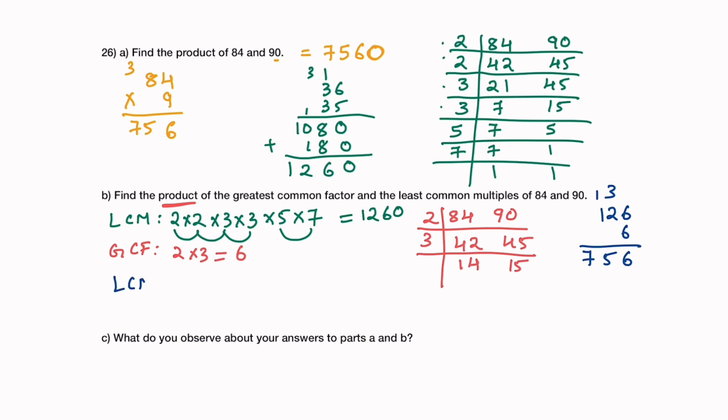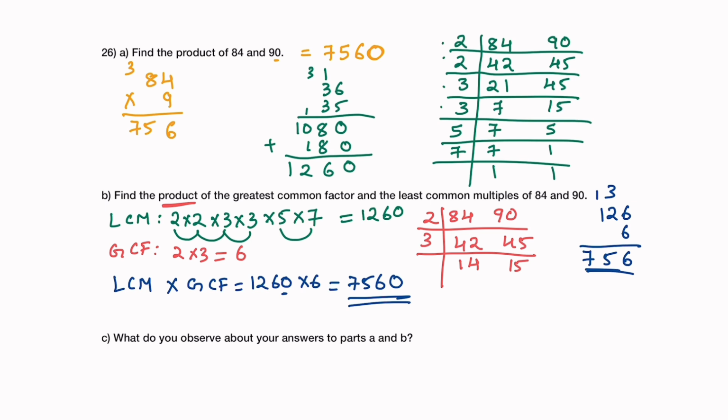So we say LCM times GCF equals 1260 times 6, which is equal to 7560, and we have to have this extra 0, right? So that's the answer. This is the second part. Let's see the third part.